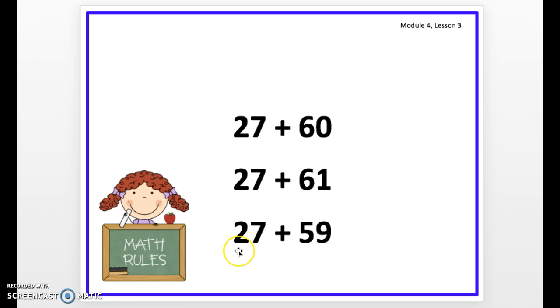All right, let's look at the third one. 27 plus 59. We're going to go back up to that first one. 27 plus 60, we know is 87. 59 is one less. So if it's one less, my answer has to be one less than 87. 27 plus 59, can you guess what it is? That's right, it's 86. It's that simple. We can use our benchmark numbers, our other numbers, to help us solve harder problems.